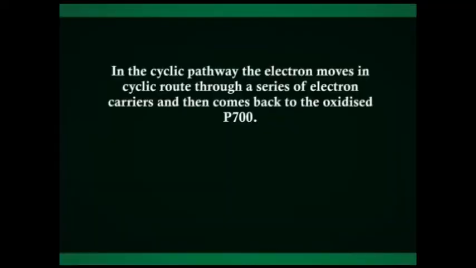When the antenna in photosystem 1 transfers the light energy to the reaction center, that is P700 chlorophyll, it absorbs the energy and is excited, and ultimately its reduction potential becomes very negative. Further, it donates the electron to a chlorophyll A molecule or an iron sulfur protein, and the electron is eventually transferred to ferredoxin and can travel in either of two directions, cyclic photophosphorylation or non-cyclic photophosphorylation. In the cyclic pathway, the electron moves in a cyclic route through a series of electron carriers and then comes back to the oxidized P700.